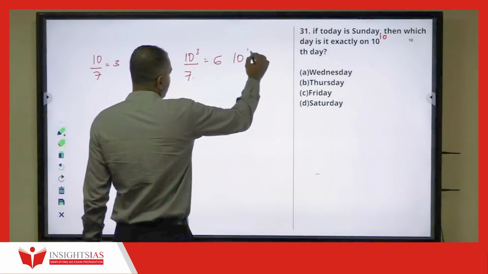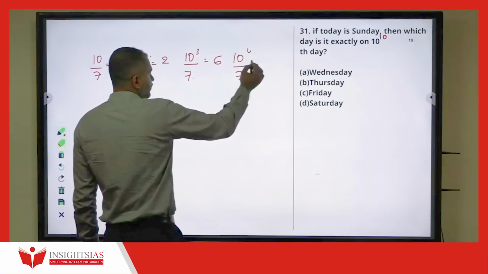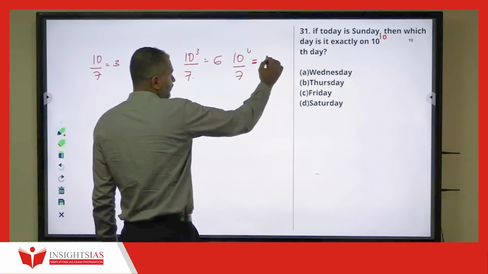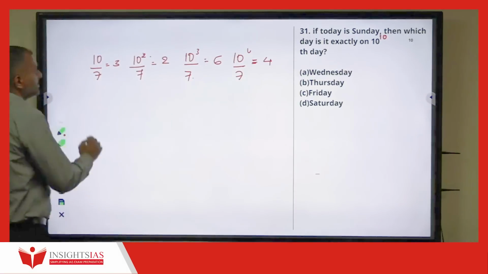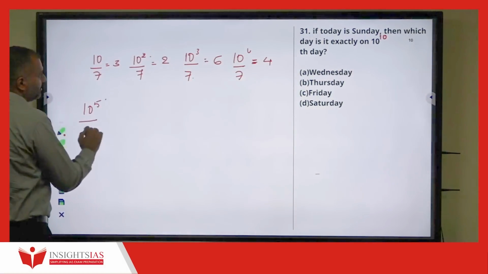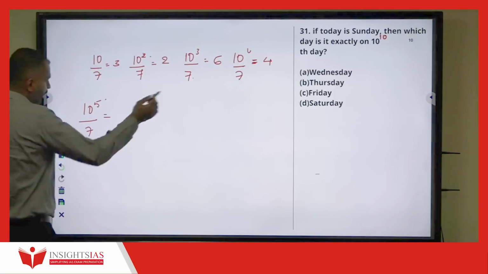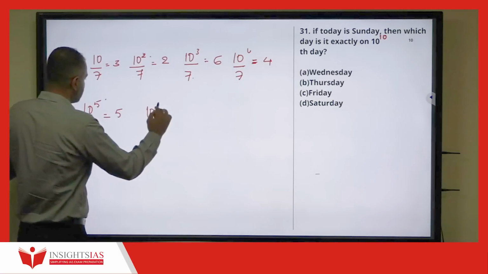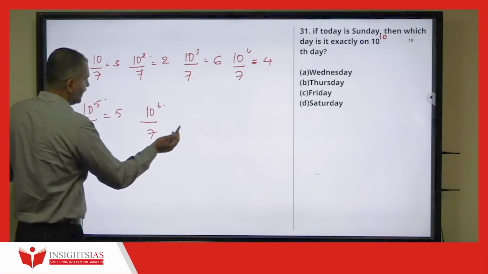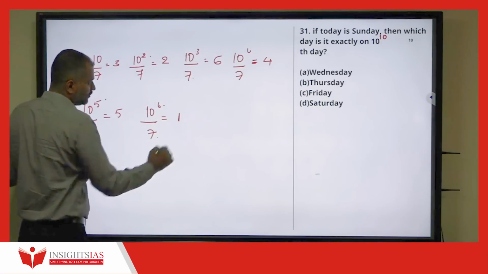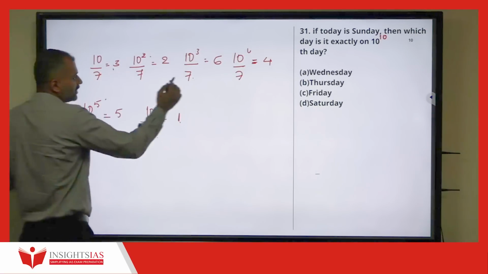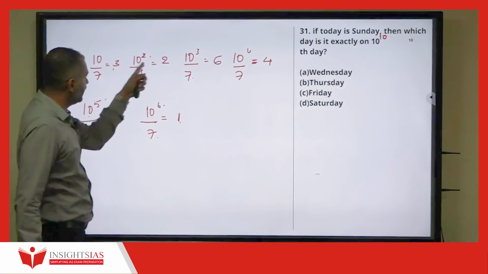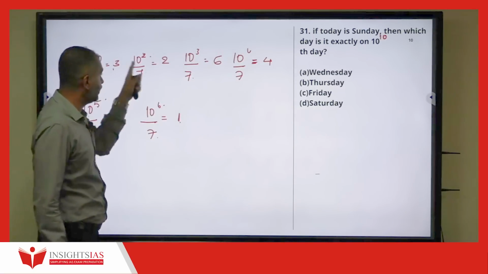10 power 4 by 7: 6 into 10, 60. 60 by 7, 56, remainder is 4. Then again 10 power 5 divided by 7: 4 into 10, that is 5 in this case. 10 power 6 by 7, that is 50, 50 by 7, remainder is 1. Once you get 1, the remainders will repeat again and again: 3, 2, 6, 4, 5, 1.